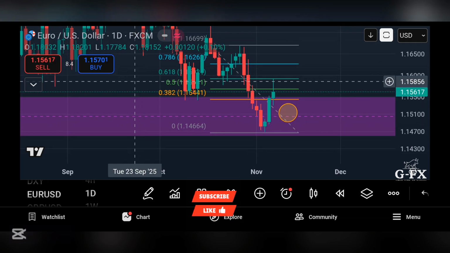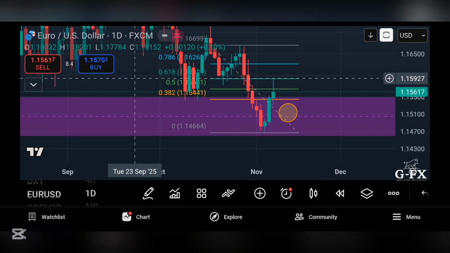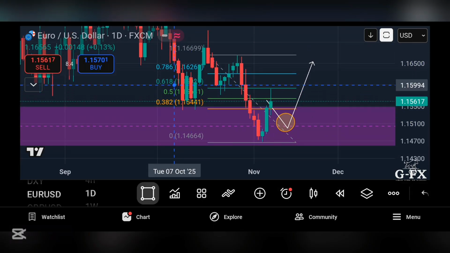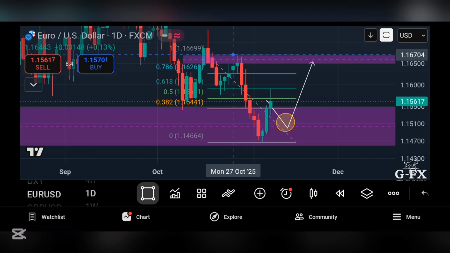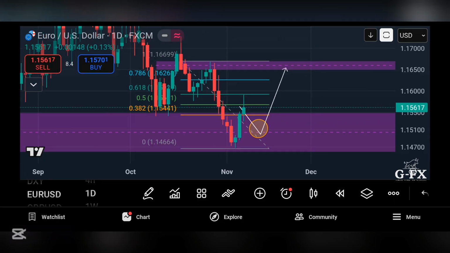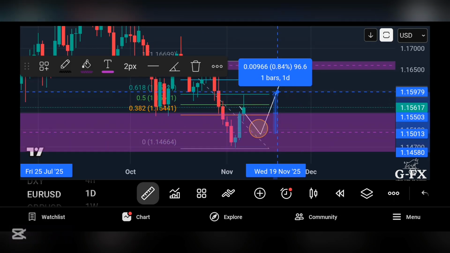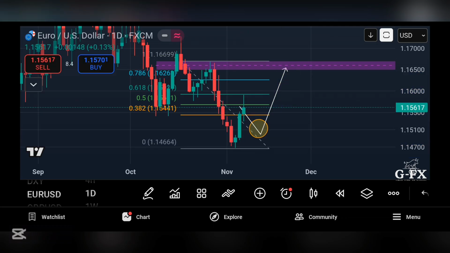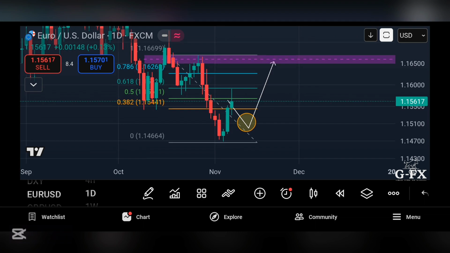I'll wait for price to come down to my point of interest, and then go to the 4 hour, 1 hour, and check out price entries, and then my TP would be at the next demand zone. Okay, and so I'm looking at a peak value of 160 pips, take profit of 160 pips. So that is going to be my target for next week.